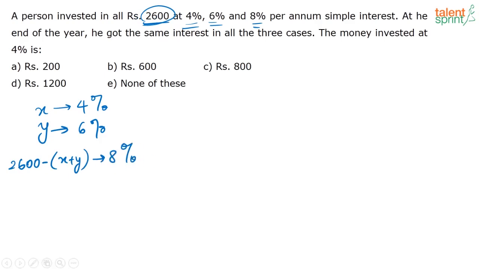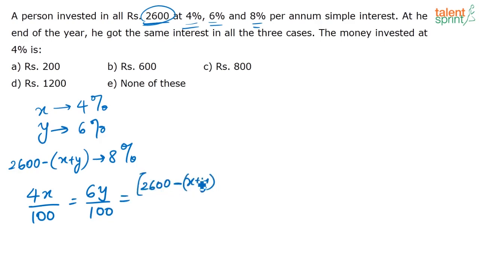Now, what are they saying? At the end of the year, the simple interest that he gets in all the three cases is the same. So, what is the interest here? Simple interest, correct? So, PTR by 100, that's going to be our formula. For the first amount, what will be the interest that he gets? He gets 4x, time is 1 year, so T is always 1. So, 4x by 100 is equal to the interest in the second case, 6y by 100, and this will be equal to the interest for the third amount, that is (2600 minus (x plus y)) into 8 by 100.